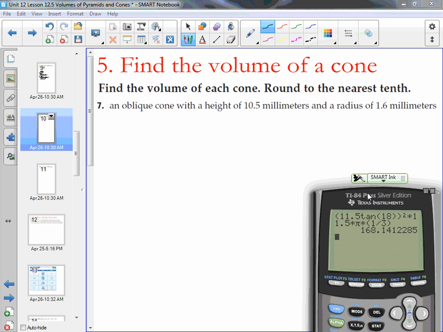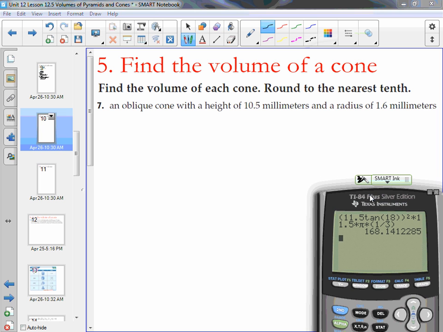All right. Number 7. Supposed to find the volume of an oblique cone. Do we care that it's oblique? No, I don't care. With a height of 10.5 millimeters, so good, I've got the height, and a radius of 1.6 millimeters. Do I have everything I need? Yeah, go. I'll race you. Oh, you already done?